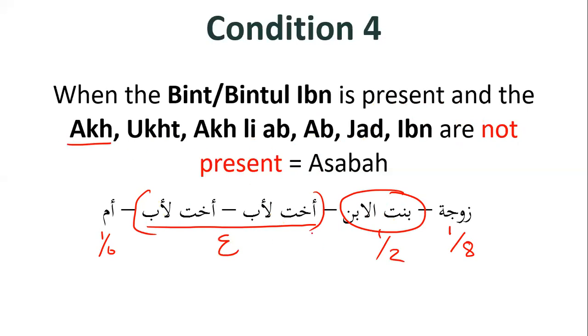So the akh anywhere to be seen? No. Ukht anywhere to be seen? No. Akh li abin? No. Abjad ibn? No. Therefore, we can follow this rule and make the ukht li ab asaba.